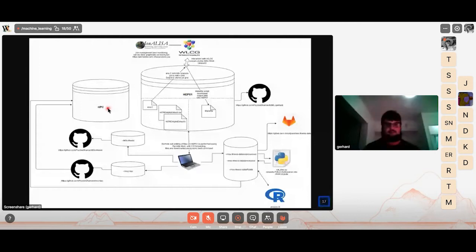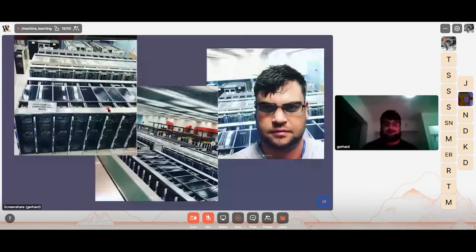And then from there you can do your backups onto repositories, and if you want to work with a high performance computing cluster, you can just clone your repositories onto there and then run your scripts from there. So quite an involved data processing architecture.